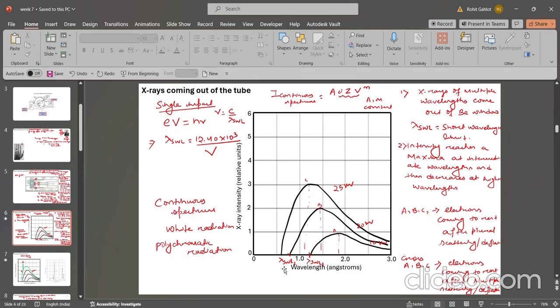At this point, your minimum wavelength can be written as c by nu, and then in terms of Planck's constant, hc by eV, where nu is equal to, and then your intensity. There are three curves, A, B, and C. These are the electrons coming to rest after plural scattering.